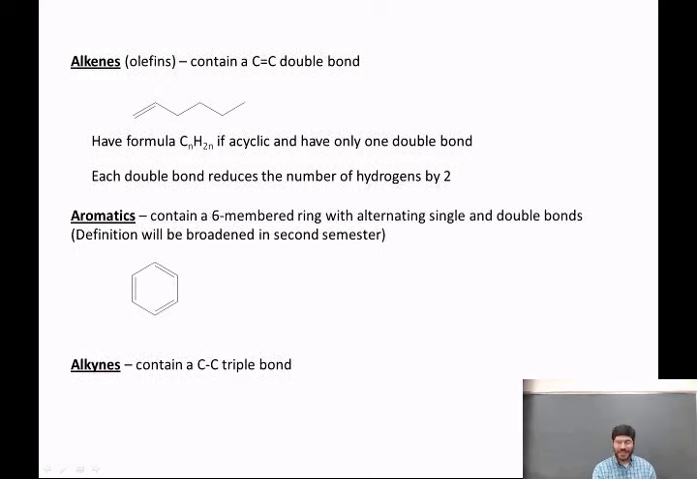Finally, alkynes are molecules that contain a carbon-carbon triple bond. Here we have an example of a molecule that has both an aromatic ring and an alkyne.